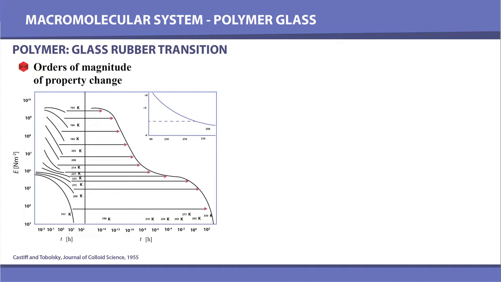But when we now perturb the material over a longer duration of time, then we can see that segmental mobility plays a role, and therefore, the material appears to be far more flexible compared to when it was in the glassy state. So, between the glassy state and the rubbery state, the key difference is in terms of segmental mobility.